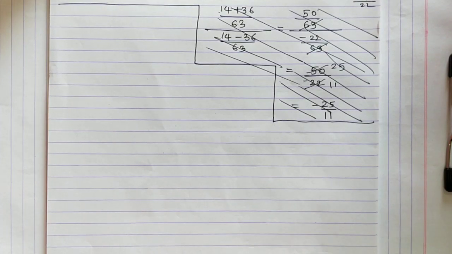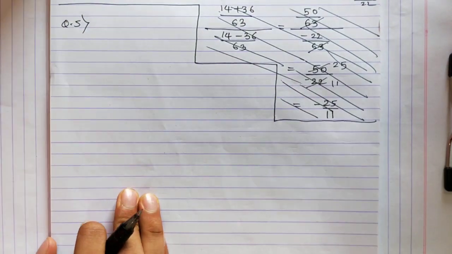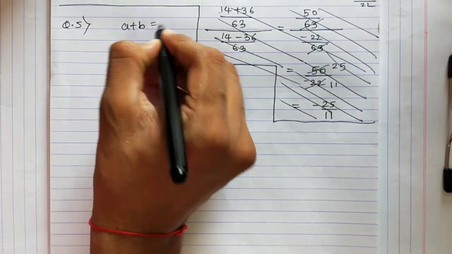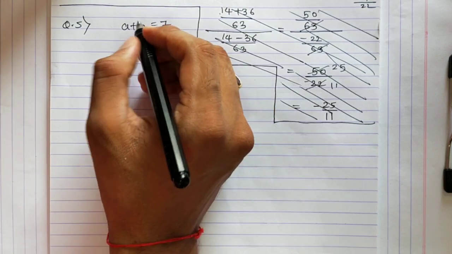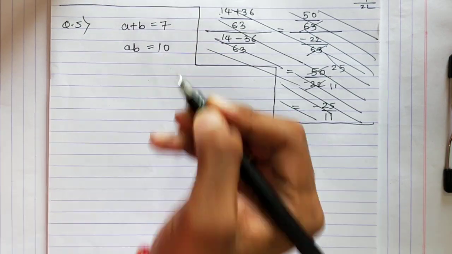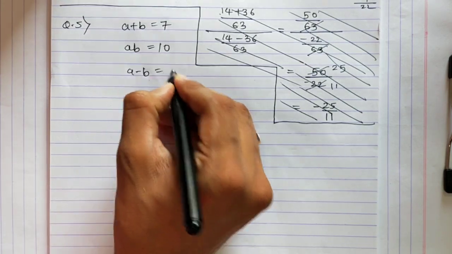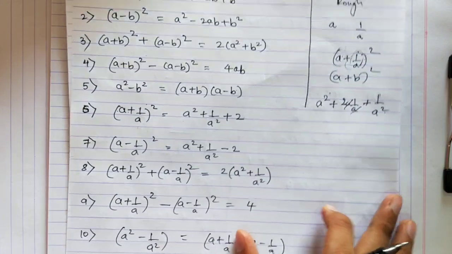Next sum, question number 5. Now in question number 5, there are two pieces of information given. We have a plus b equals 7 and ab is 10, and we have to find the value of a minus b. Okay, let's look at the formulas.